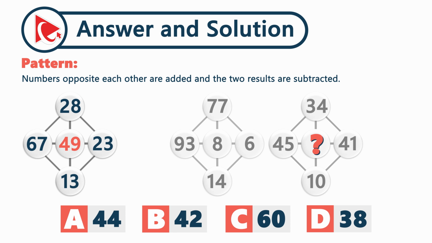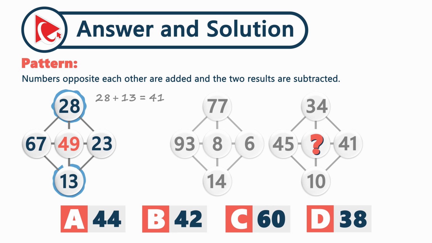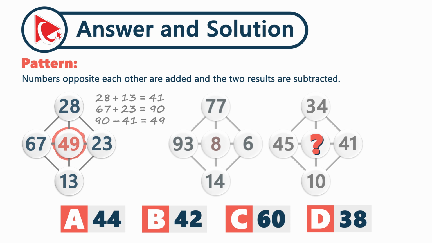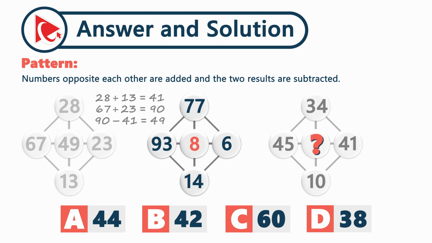Let's look at the example. 28 plus 13 equals 41, and 67 plus 23 equals 90. 90 minus 41 equals 49, and that's exactly the number in the middle. Let's look at the second rough diamond and validate our pattern. 77 plus 14 equals 91. 93 plus 6 equals 99. 99 minus 91 equals 8.